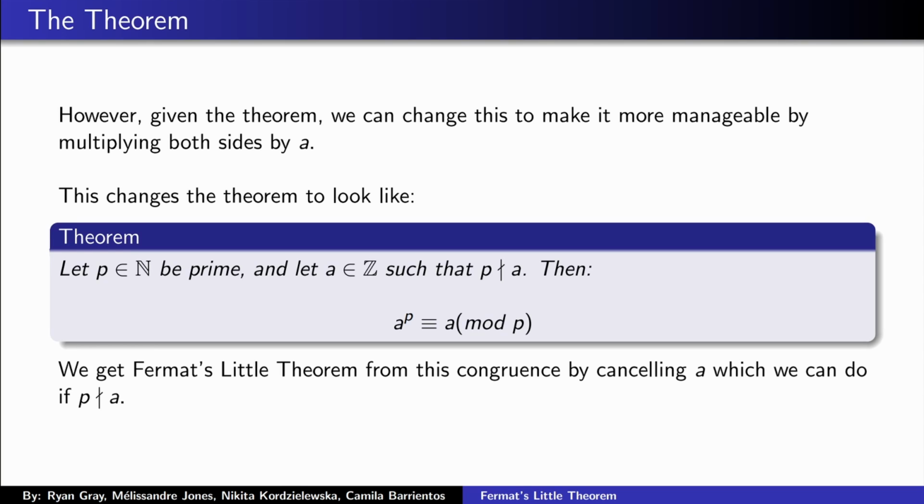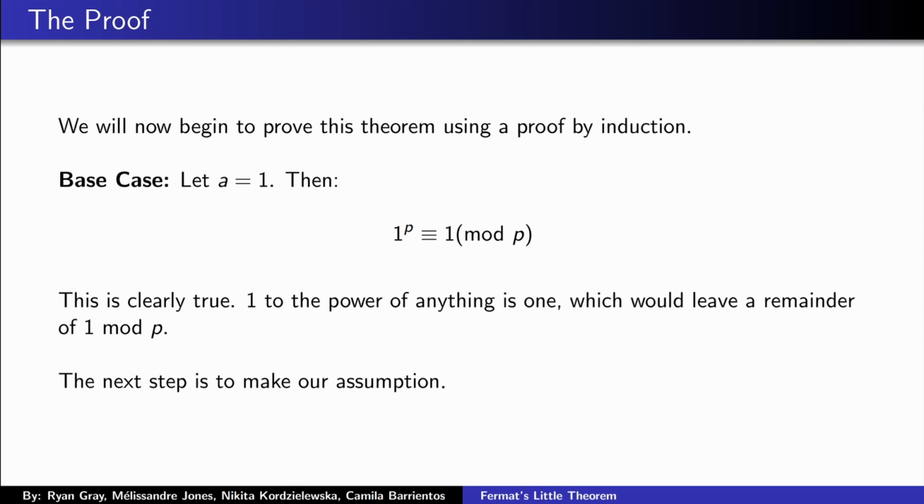However, given the theorem, we can change this to make it more manageable by multiplying both sides by a. This changes the theorem to look like a^p is congruent to a modulo p. We can still get Fermat's little theorem from this congruence by canceling a, which we can do if p does not divide a. We will now begin to prove this theorem by using a proof by induction.